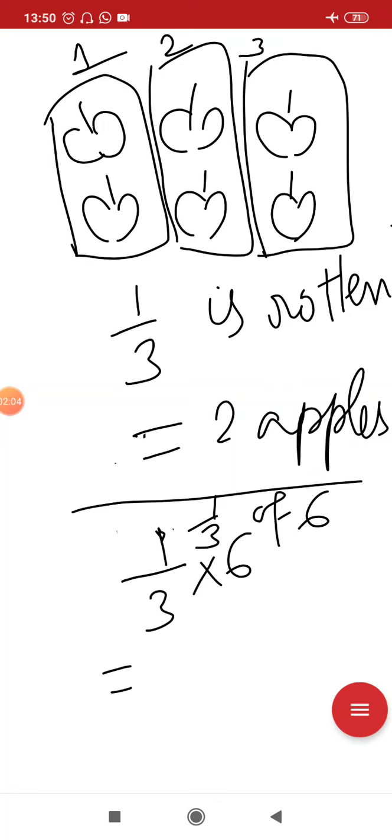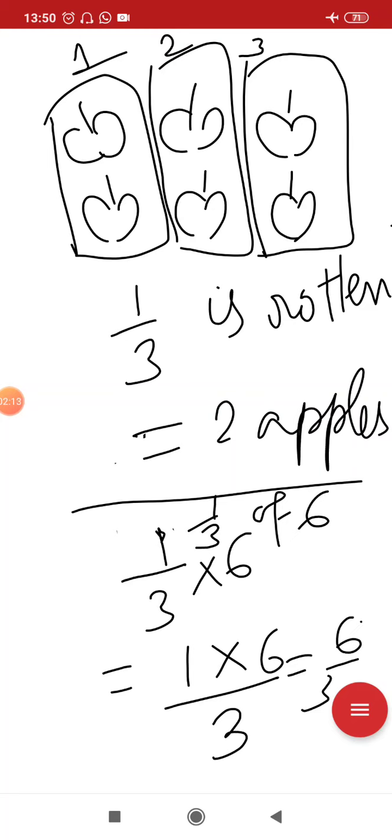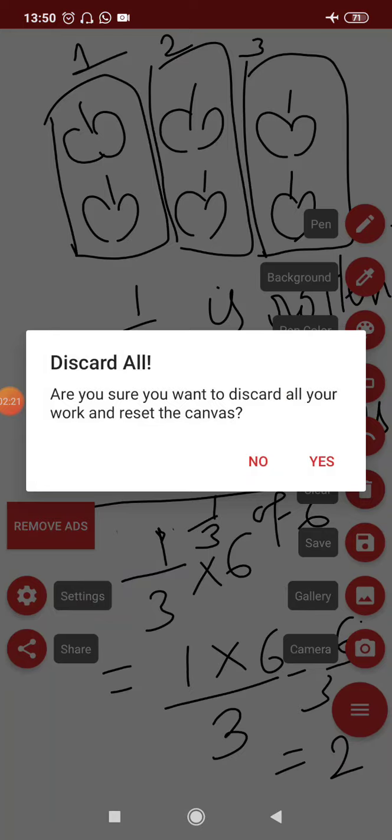So first we will multiply the numerator. So 1 multiplied by 6. Then in the denominator we will write it as it is. So equals 6/3. If we divide this, we will get 2. So see, 2 apples are rotten. So we can find this using the formula also. Now let's take another example.